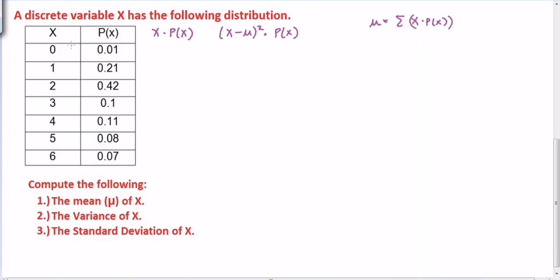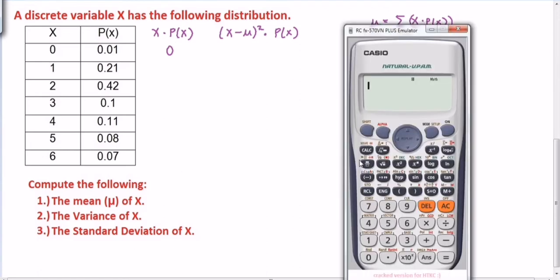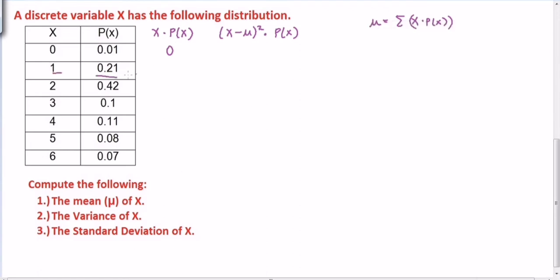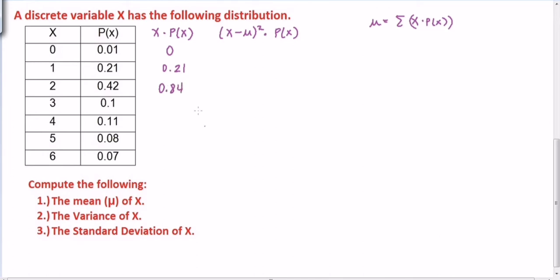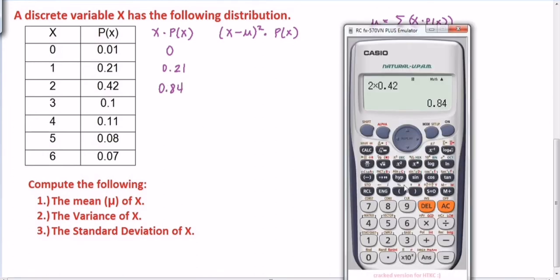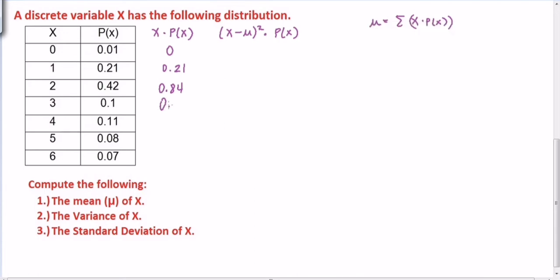Okay, so 0 times 0.01, actually, that is 0. Any number multiplied by 0 is 0. And then, ito naman, 1 times 0.21. Syempre, that is 0.21. Okay, and then 2 times 0.42. Yan, times na natin yan. So, the answer is 0.84. And then, next one would be 3 times 0.1. So, 3 times 0.1. So, the answer is 0.3.